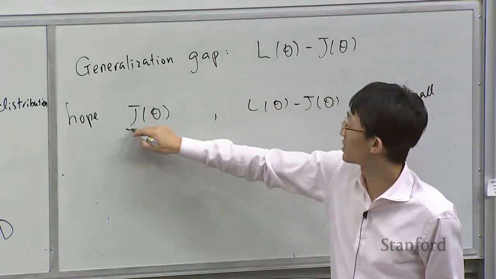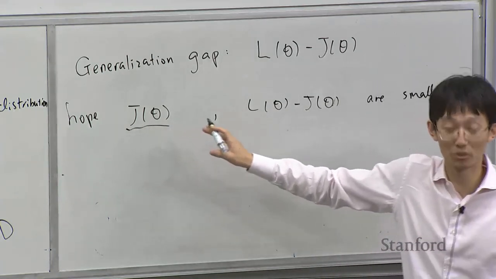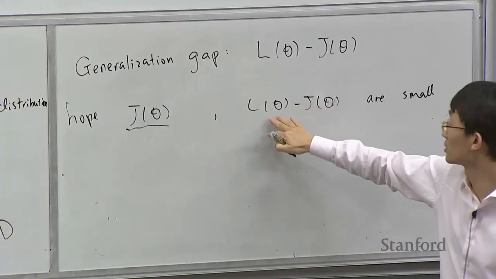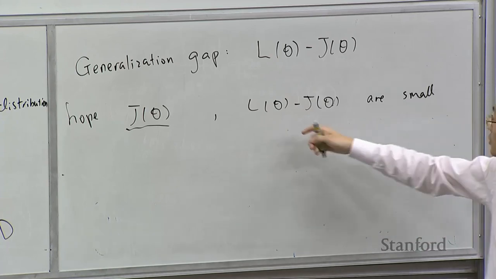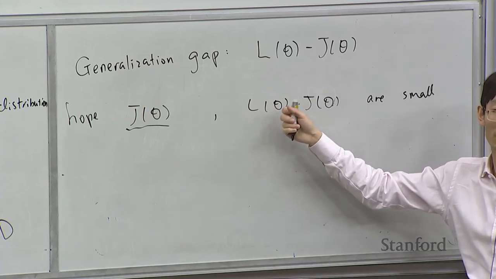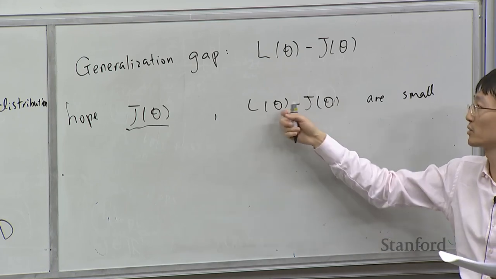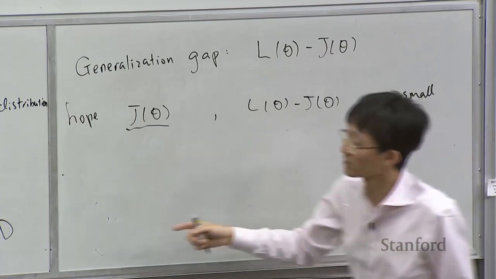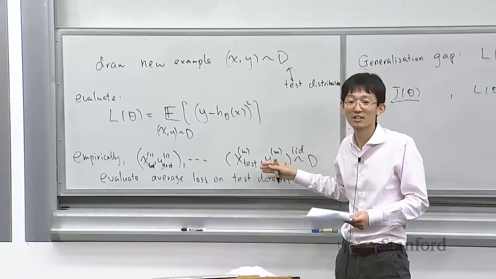So this one is something you can control in some sense. This is what you try to optimize for. But this one is harder to control, because you cannot say, I'm going to find a theta such that the test loss L theta is small. If you did that empirically, trying to optimize theta such that the test loss is small, then you would have to see the test data set.